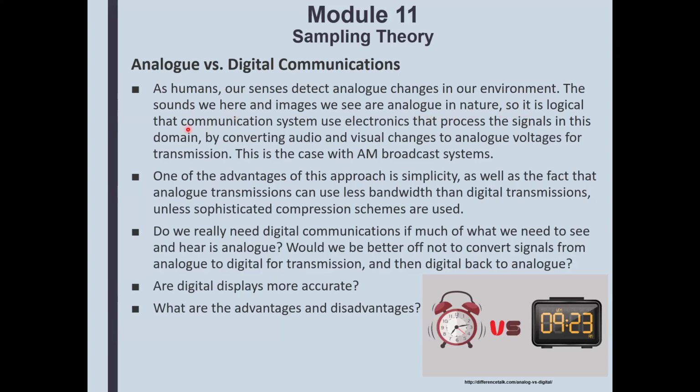So it is logical that communication systems use electronics that process the signals in this domain, by converting audio and visual changes to analog voltages for transmission. Same as we did in the amplitude modulation lab, this is the case with AM broadcast systems. Amplitude variations of the intelligence signal cause amplitude variations of the carrier, and this is all in analog.